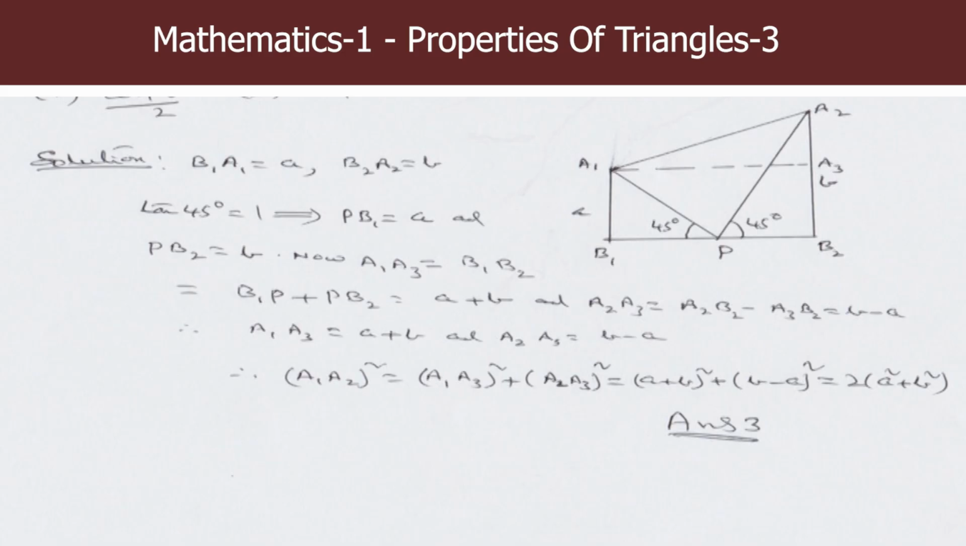So therefore, A1A2 whole square is equal to A1A3 whole square plus A2A3 whole square, which is a plus b whole square plus b minus a whole square. And the answer is 2 into a square plus b square. So the correct option is option number 3.